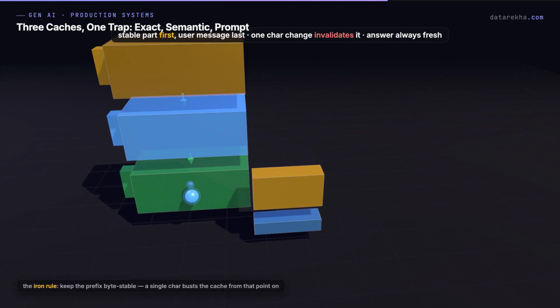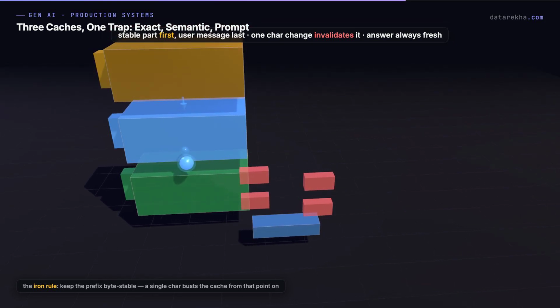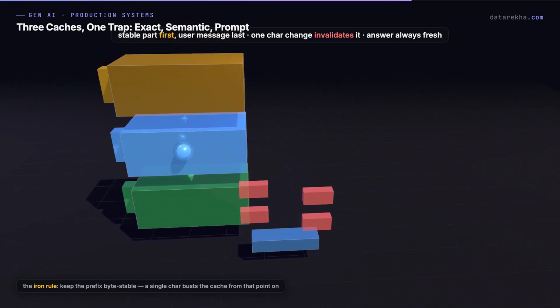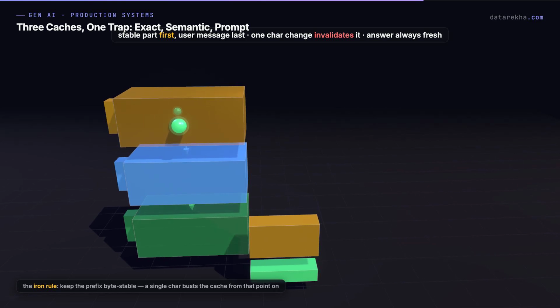And the iron rule, keep the prefix byte stable, since any single character change invalidates the cache from that point on. And unlike the other two, prompt caching returns a fresh generation, so the answer is always correct.